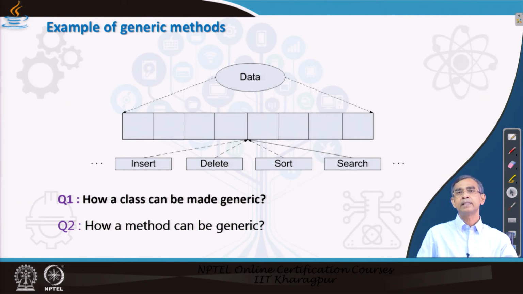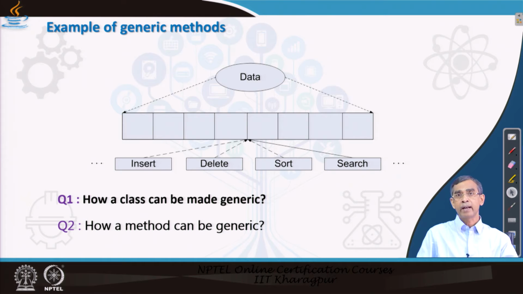Now, other than this generic method, there is one concept: how we can define an array which can store any type of data. That means the same array name, say the name of the array is x, but from time to time it can store an integer, a string, floating point values, or any user defined type.